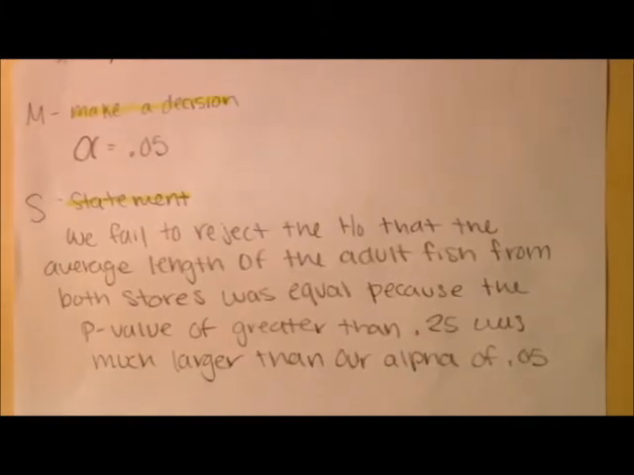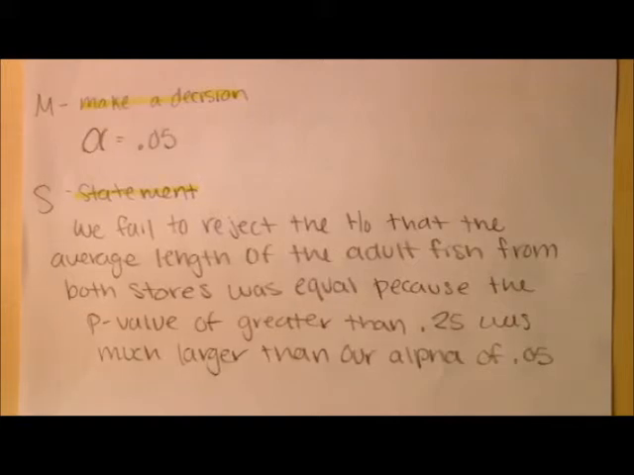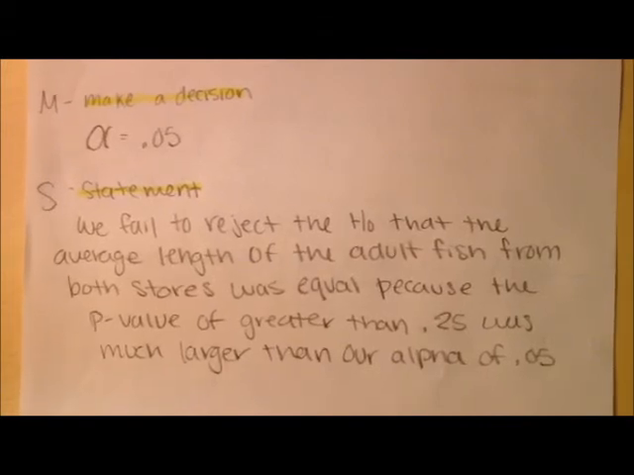And you'd say, we fail to reject the null hypothesis that the average length of the adult fish from both stores was equal because the p-value of greater than 0.25 was much larger than our alpha of 0.05, making it not statistically significant.